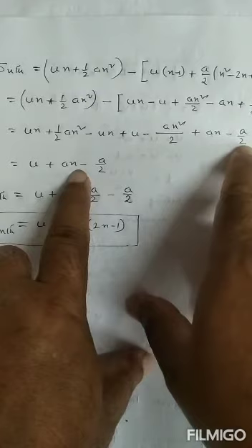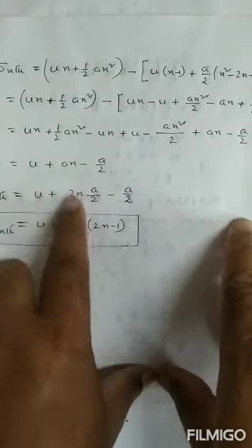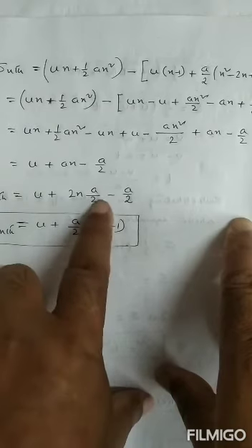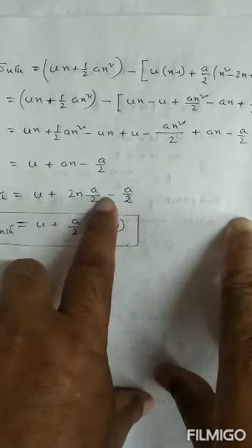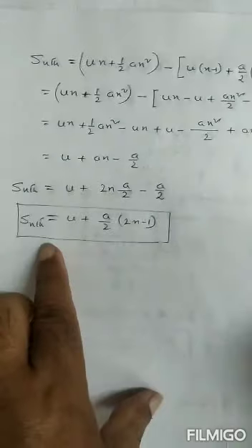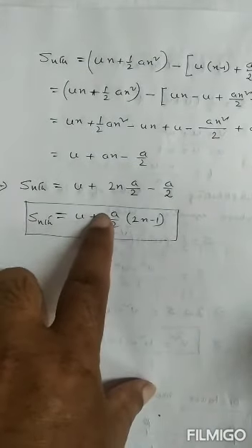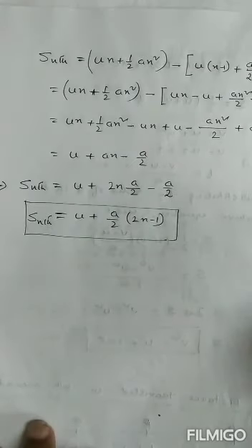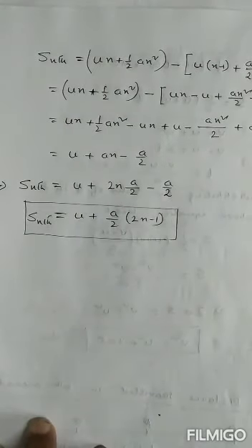an minus a by 2. This an can be written as twice n into a by 2. Therefore, if I take a by 2 common from these two terms, what do we get? Sn th is equal to u plus a by 2 times twice n minus 1. Okay? So this is the fourth equation.